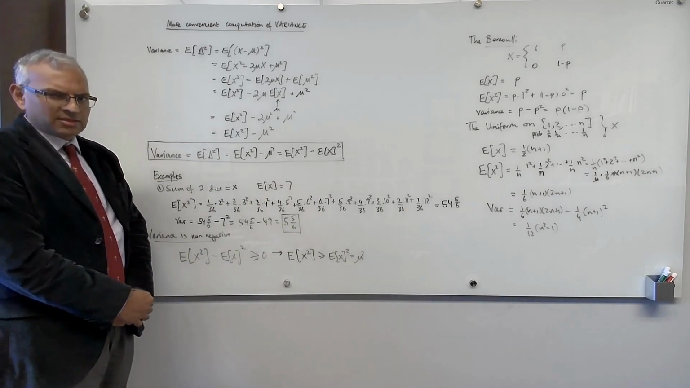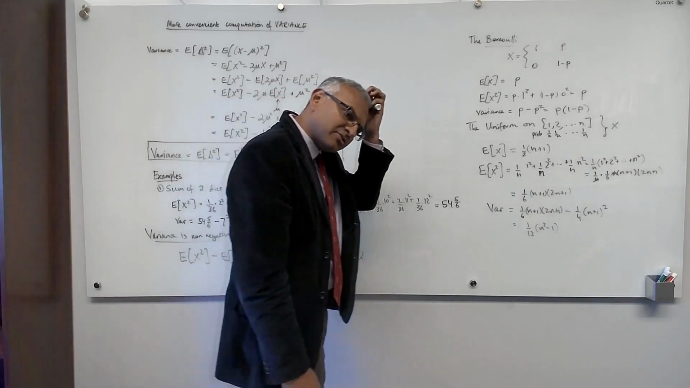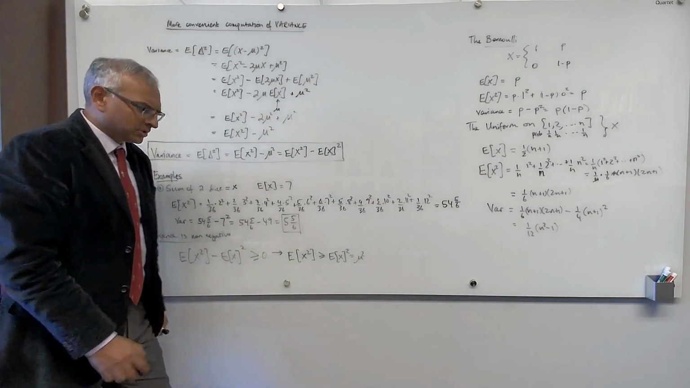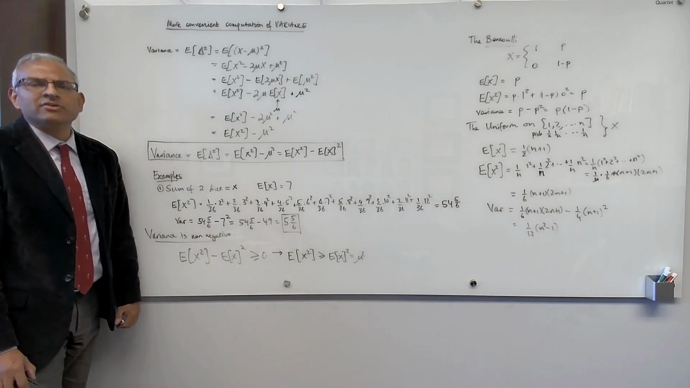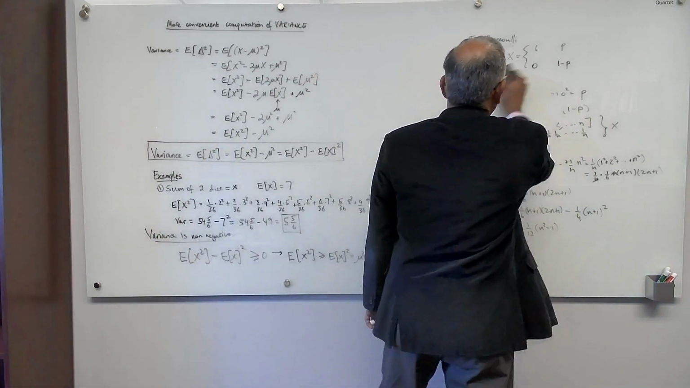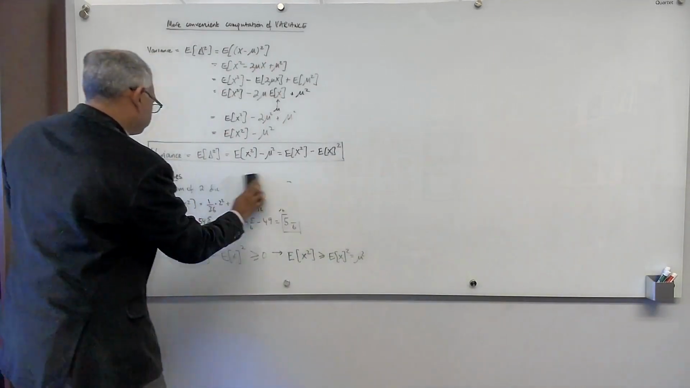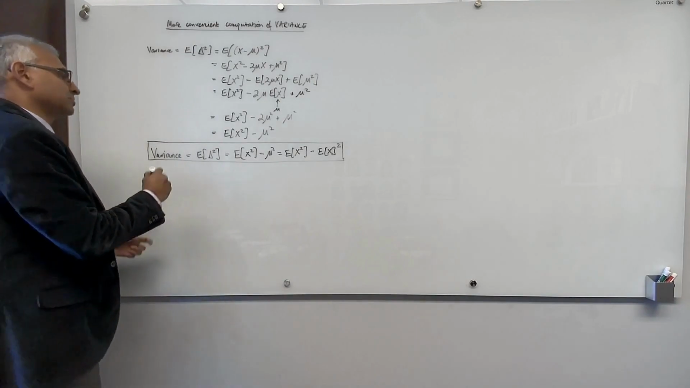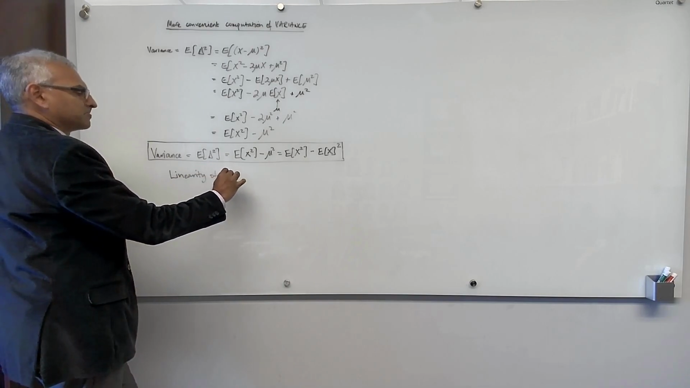Now let me erase that side and let me talk about linearity of variance. It's not quite as easy as the linearity of the expected value. The expected value of a sum is the sum of expected values, which doesn't quite hold always for variance. Let's see when it does hold, and we'll use that as one application of linearity of variance. We will compute the variance of the binomial.